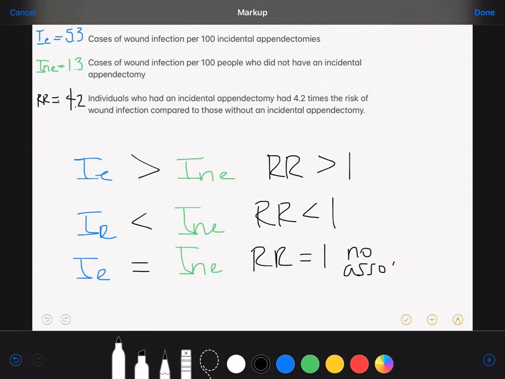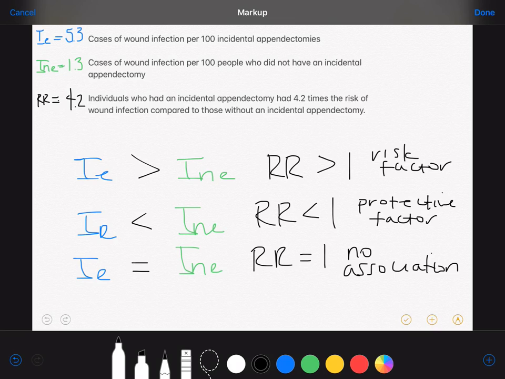If you remember back to odds ratios, we interpret these very similarly. So if the incidence in the exposed is greater than the incidence in the not exposed, and your relative risk is greater than 1, it is a risk factor. If your incidence in the exposed is less than your incidence in the non-exposed, aka RR is less than 1, it is a protective factor. Once again, an RR of 1 means that there's no association.